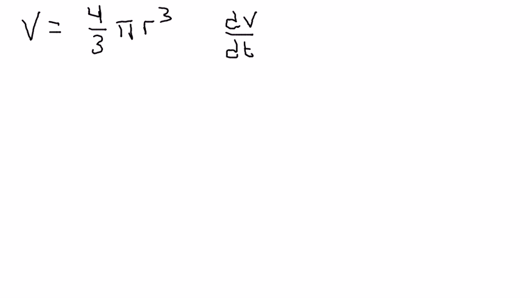In my next example, I'm going to take a look at the volume of, say, a balloon. And this time, first of all, the volume of a sphere, and we're going to pretend my balloon is a perfect sphere, is 4/3 pi r cubed. And let's say I tell you that I'm putting air in this balloon, so the change in the volume is going to be 3 inches cubed per second.